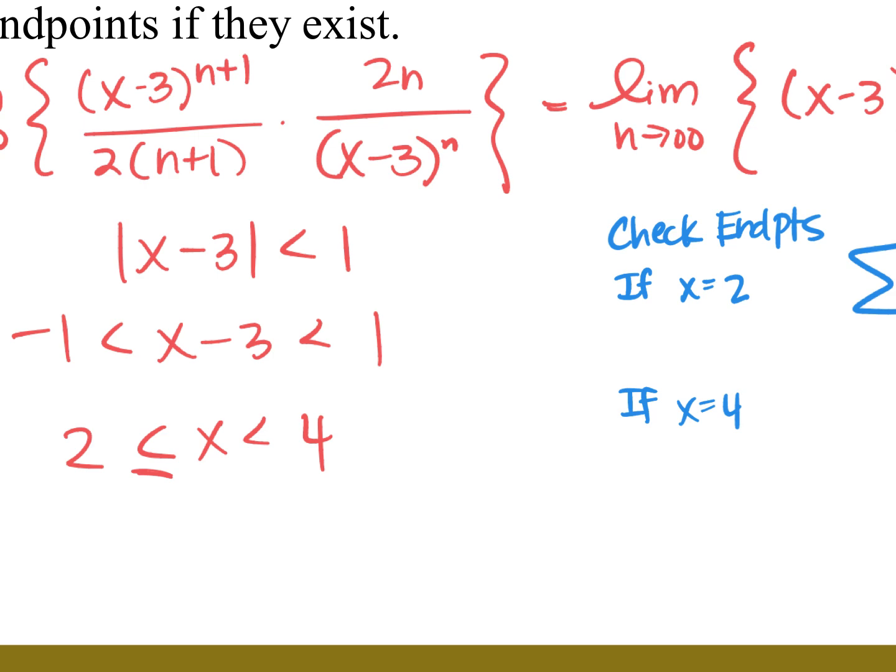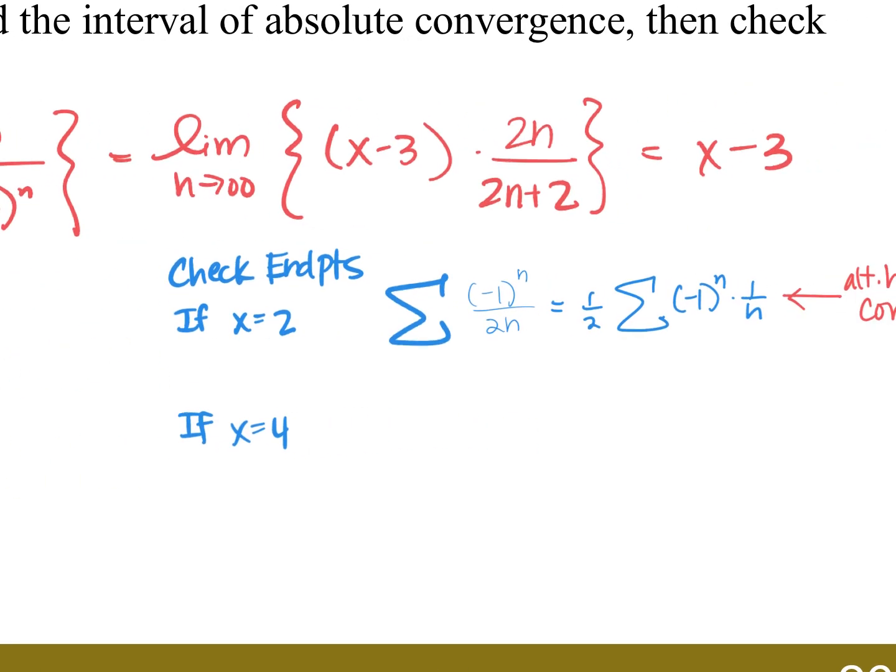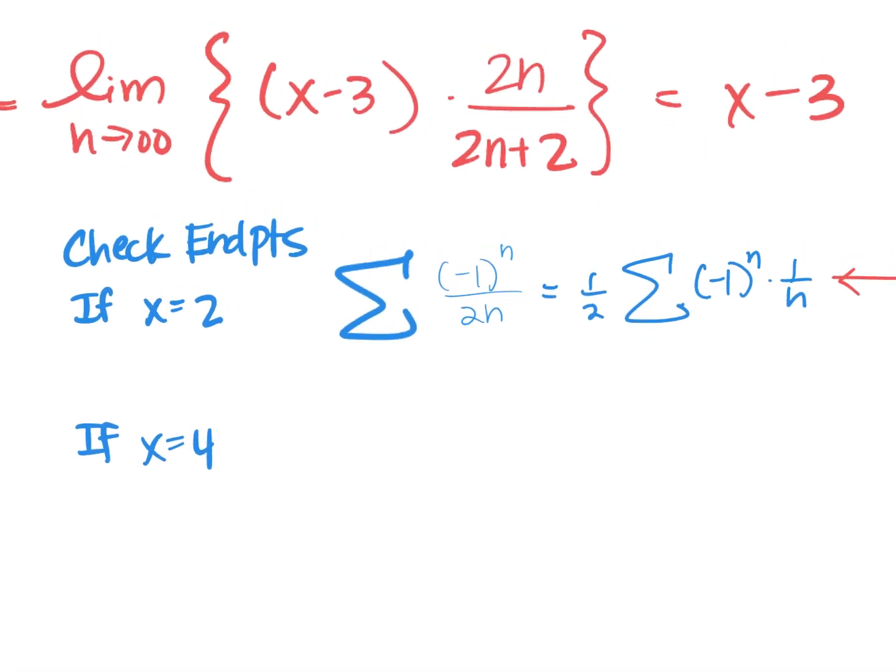All right, but what if it's equal to 4? If x is equal to 4, okay, well, let's check it out. If x is equal to 4, then my series is going to be, and what will end up in the parentheses now? +1 to the n over 2n, which means pull the half out, and I'll be left with +1 to the n is just 1 over n.